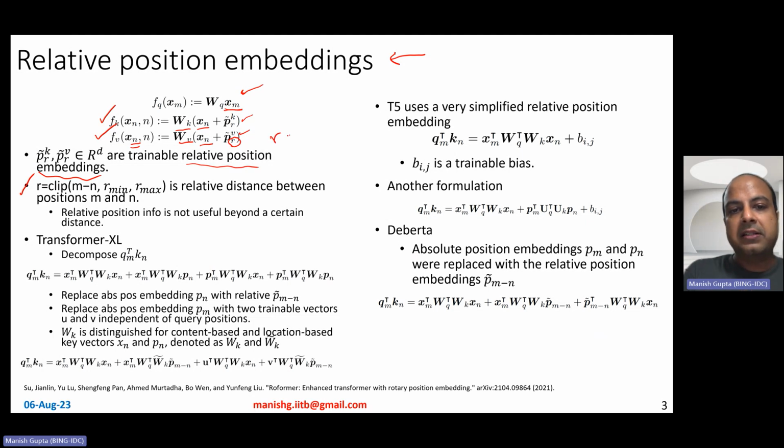In simple words, r is equal to m minus n. That's the simplest form of thinking about it, right? So it's a relative distance between m and n, where m is the position for the query, and n is the position for the key or the value.